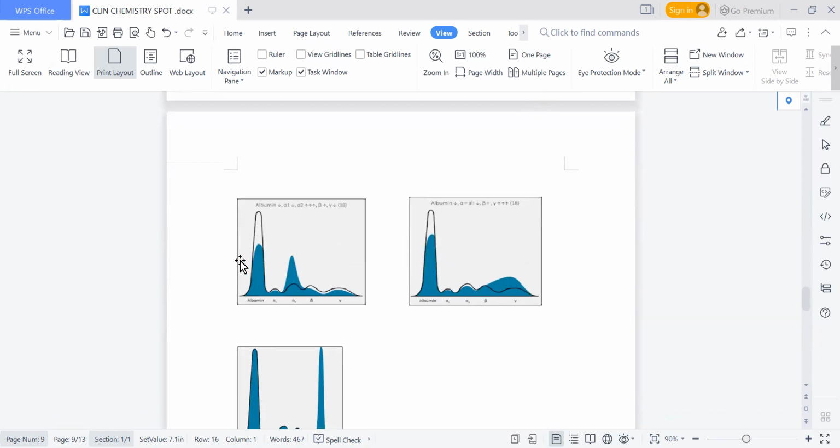For the third picture here on the left, albumin is decreased. Alpha-1 globulin is decreased. Basically, everything else apart from the alpha-2 globulin is decreased.